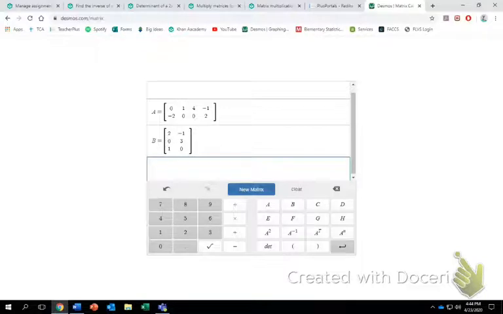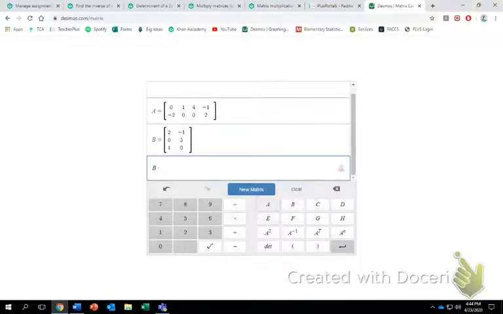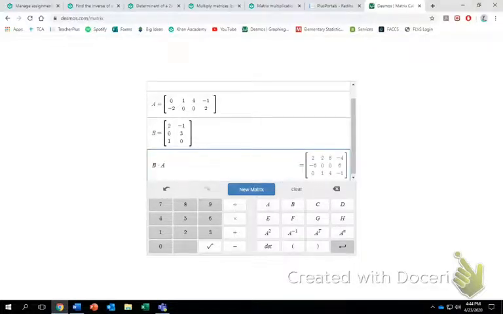And I don't have any other matrices to add, so I'm just going to go ahead and multiply, and this time it has to be B times A. And it gives me my answer. All right, so this matrix off to the side is our answer, and we can easily see that this is a 3 by 4 matrix. So we know that we did this correctly.